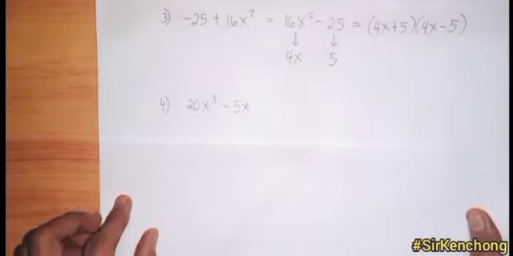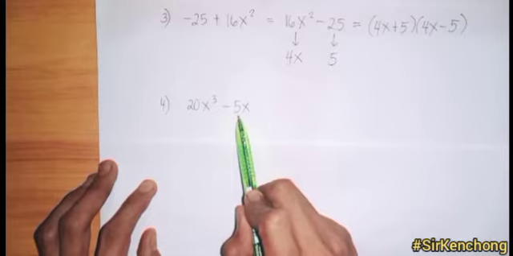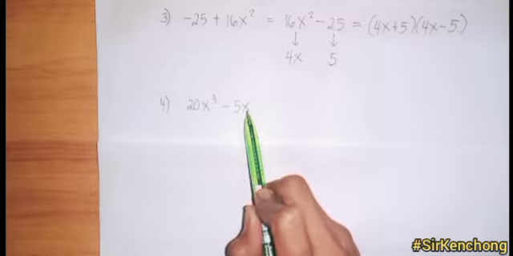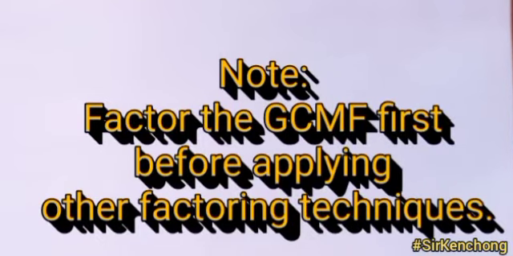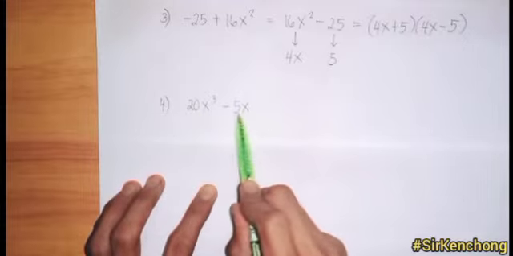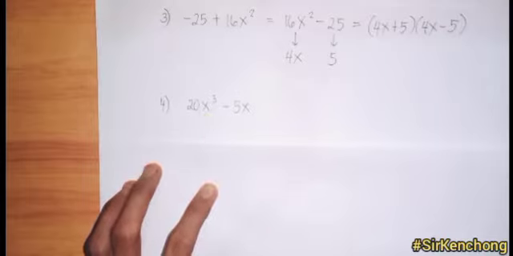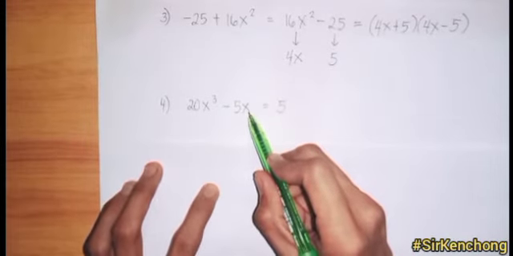Number 4. 20x cubed minus 5x. Mukhang 20 ay hindi siya square, pati rin yung 5. Pero baka pwede naman natin gamitin yung una nating factoring technique at yun ay yung greatest common monomial factor. Take note, factor the GCMF or the greatest common monomial factor first kung meron, before applying other factoring techniques. So, baka merong greatest common monomial factor itong dalawang terms na to. 20 and 5. Meron ba silang GCF? Meron. It's 5.